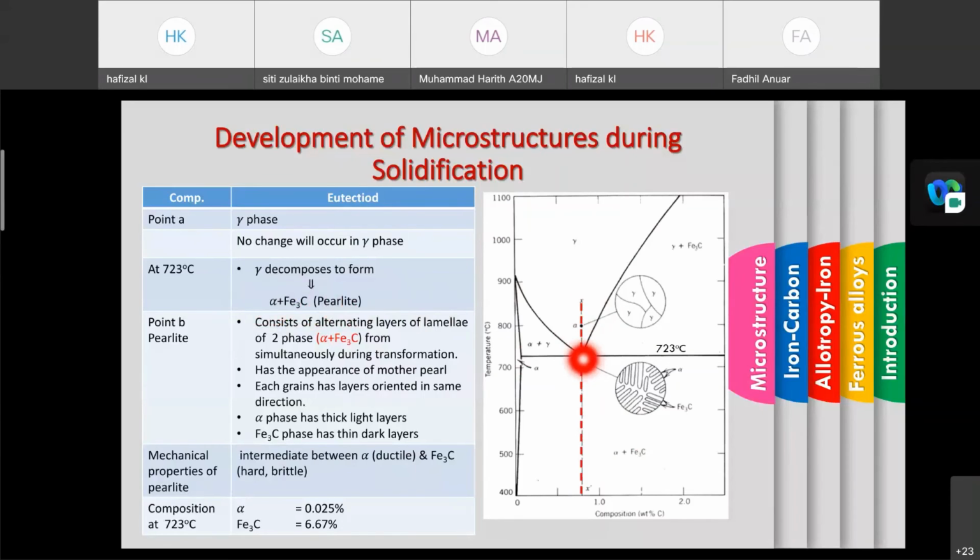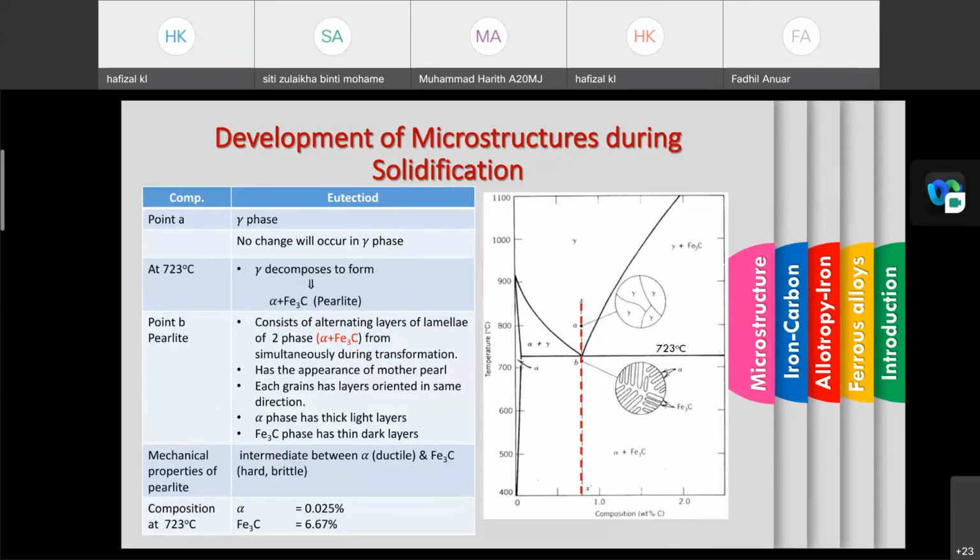So we can see it consists of alternating layers of lamella. We can see this kind of lamella sandwich of the alpha and also cementite, here to be a pearlite. Okay, we have the real image. After this, we will see the different gray colors of the lamella, which indicate the alpha and also cementite.